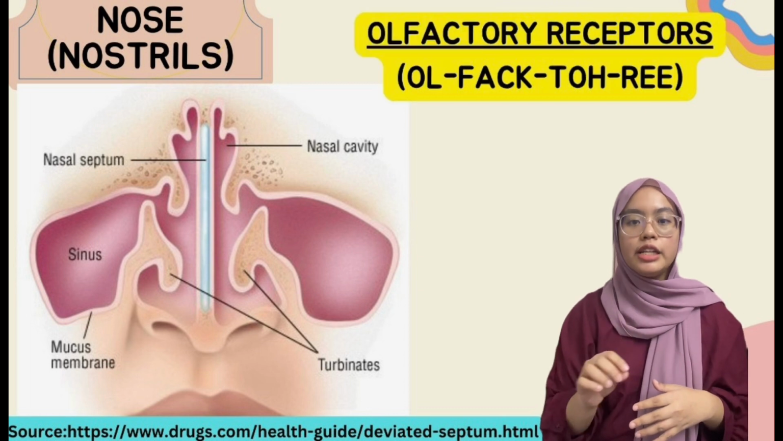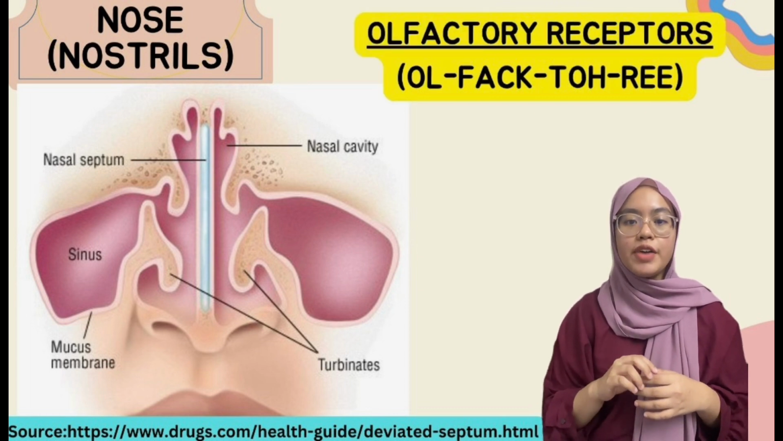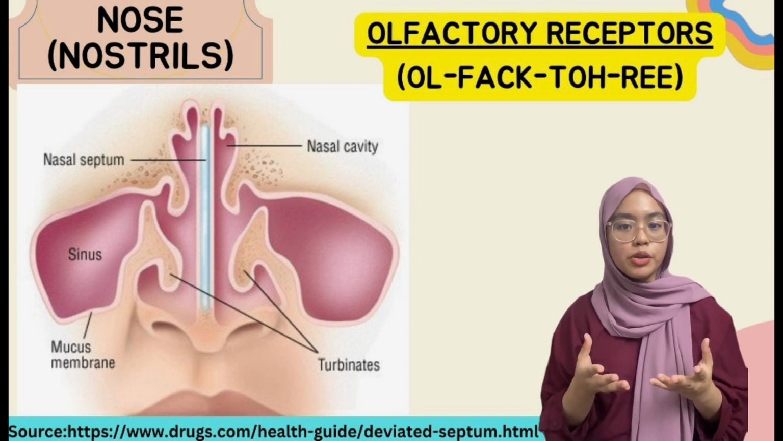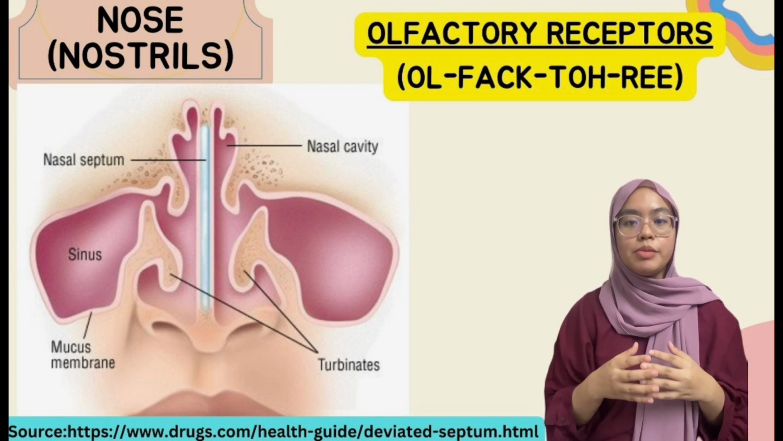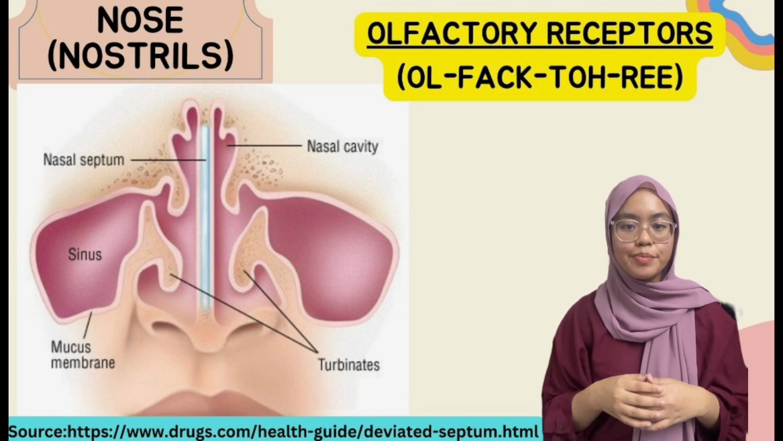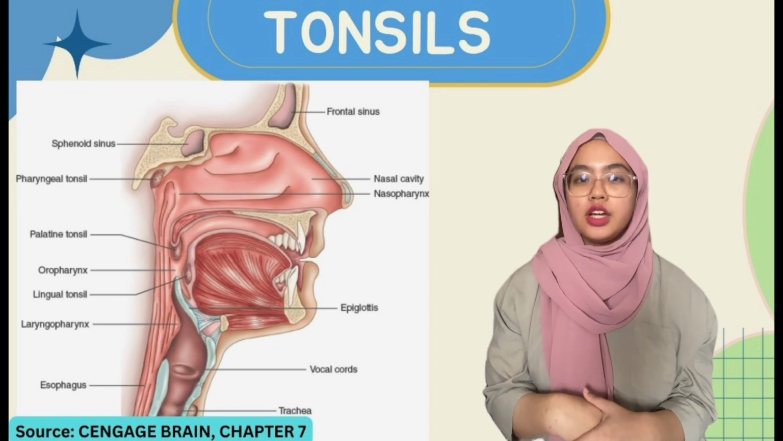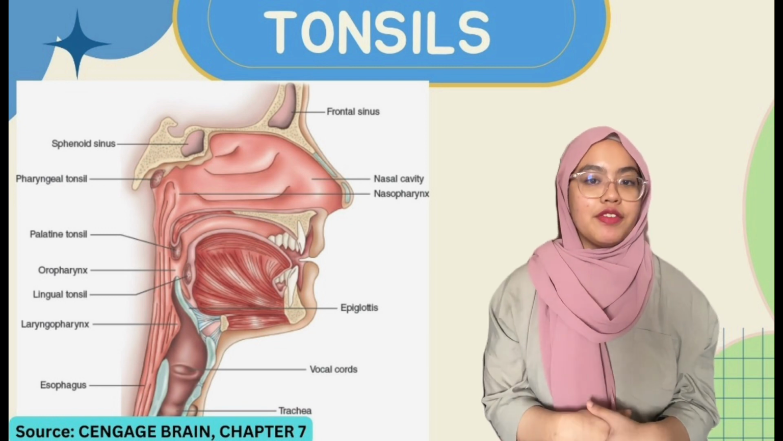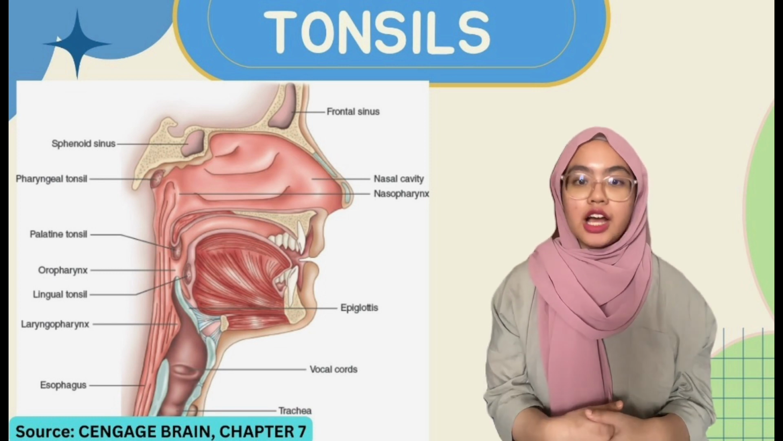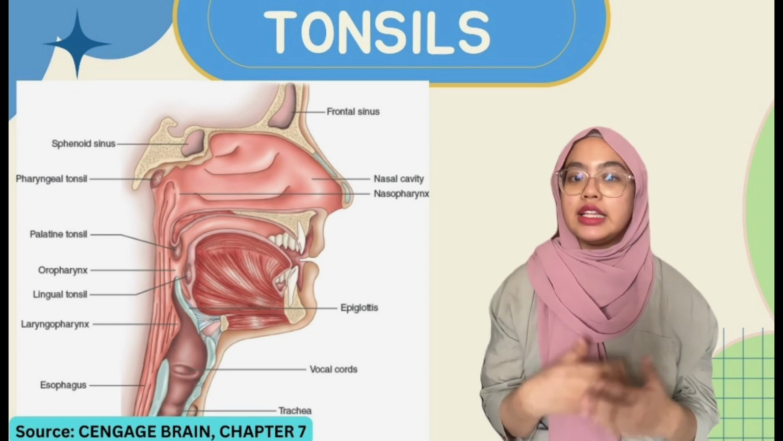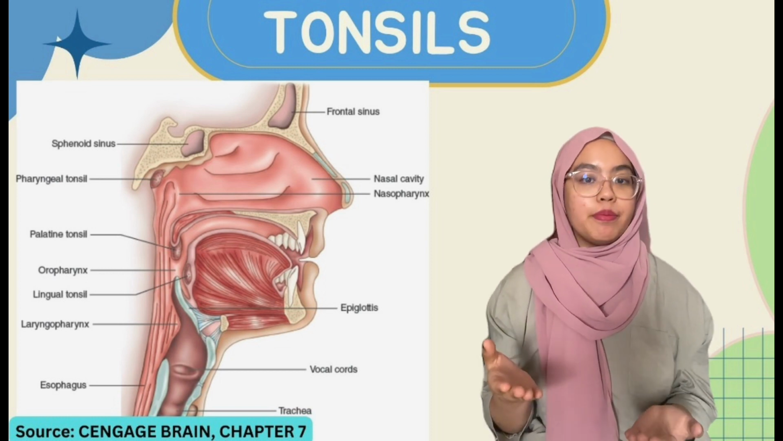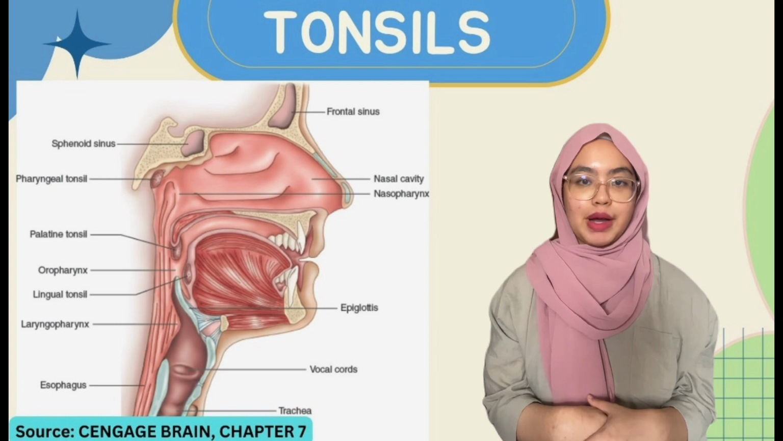And lastly, the olfactory receptors are nerve endings that act as the receptors for the sense of smell. They are also important to the sense of taste. These receptors are located in the mucous membrane in the upper part of the nasal cavity. Moving on to tonsils. The tonsils and adenoids are part of the lymphatic system. The tonsils, also called the palatine tonsils, are located at the back of the mouth. The adenoids, also called the nasopharyngeal tonsils, are high up behind the nose and the roof of the mouth.